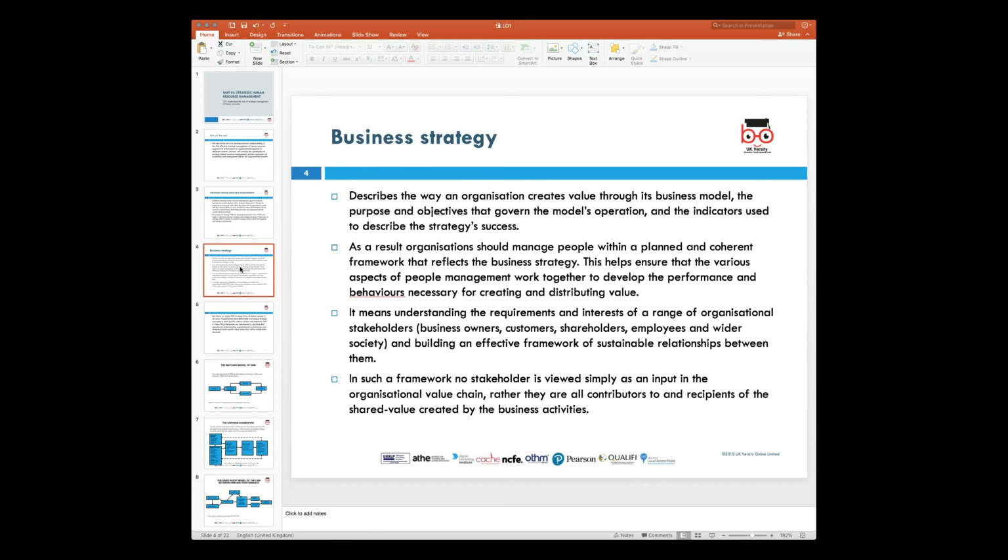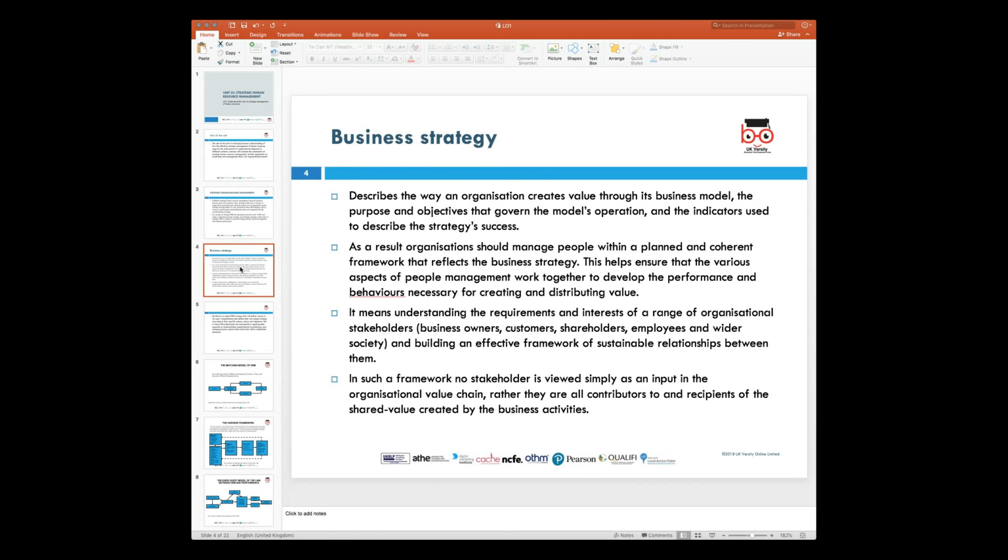Now, the whole idea of creating a business strategy is to develop a coherent framework so that everybody in the organization, every worker working within the organization, is singing from the same hymn sheet. And this becomes an overarching document, a high-level document, which clearly defines the goals and the objectives which the company is looking at achieving.